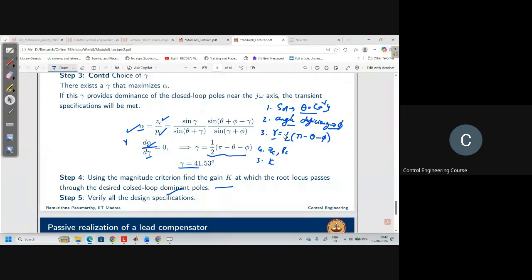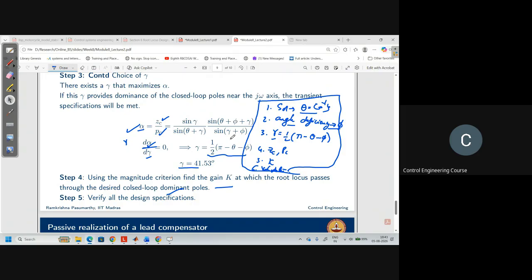a lead controller to satisfy the desired specifications. So once we have this, then we have to verify whether it is satisfying or not by plotting the time domain response. Okay, that is your final step. Validate. Let's quickly go through one example. Are you getting? These are the steps which you need to follow for designing a lead compensator.